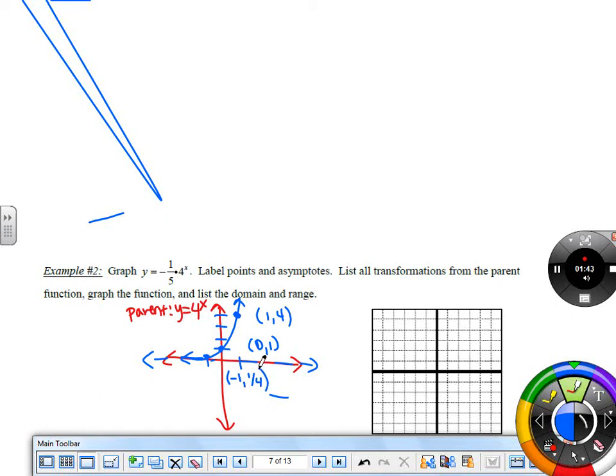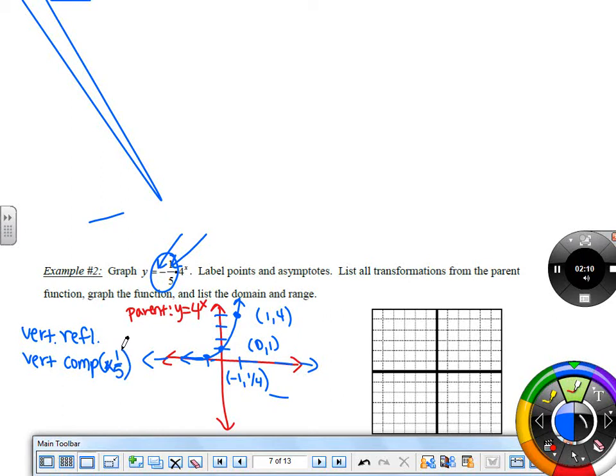Now I'm going to take the parent function and I'm going to transform it this way. And from this, there's going to be a vertical reflection and a vertical compression by 1/5. So to list all the transformations, we would say a vertical reflection and a vertical compression, specifically by a factor of 1/5.